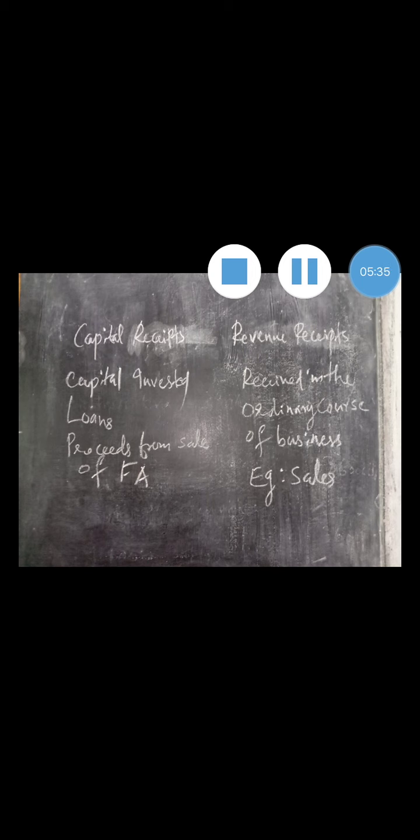Capital and revenue items. Capital items are sometimes one-time happening expenditures or incomes. Revenue items are regular items. Revenue expenditure or revenue receipt. These are regular items. That is the basic difference between these two things. I think it is clear to you.